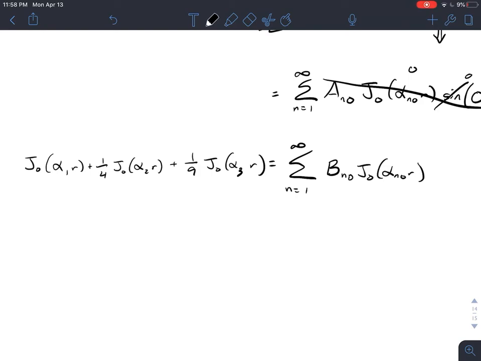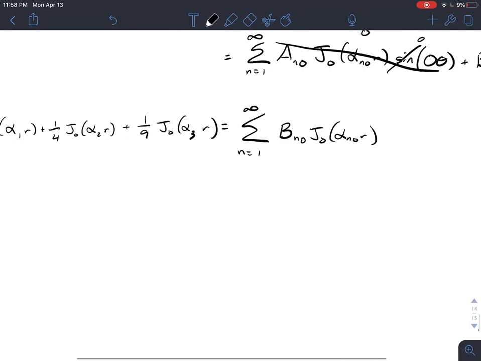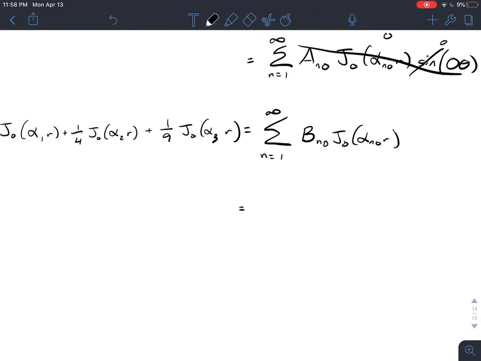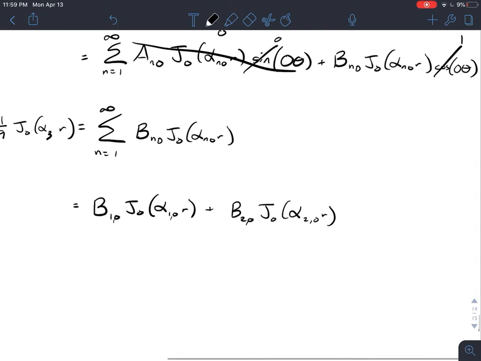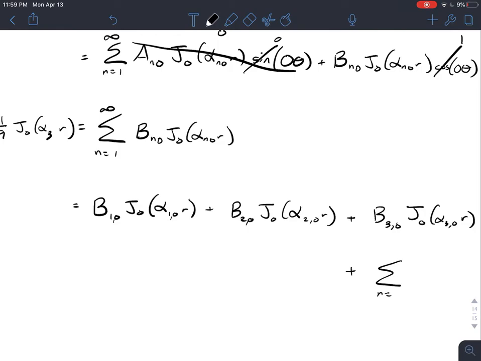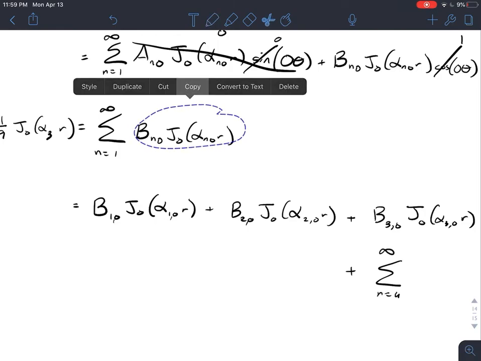the only terms where we have matching numbers, right? So if we quickly expand the summation on the right-hand side, just to make it somewhat explicit, let's do b10, so the first 0, a10r, and let's do the second one, b20, let's do commas just to differentiate a little bit better, j0 of alpha 20r plus b30, you'll see why I'm doing this in a moment, sorry if it's tedious, r plus the summation from n equals 4 to infinity of everything else.